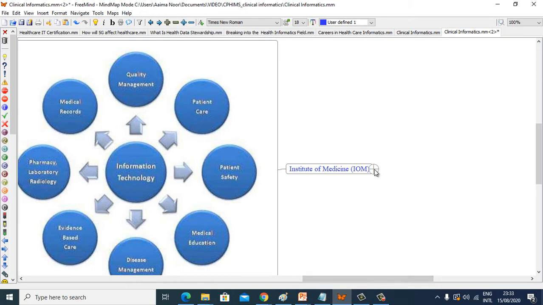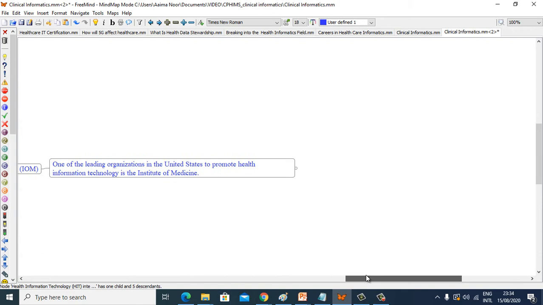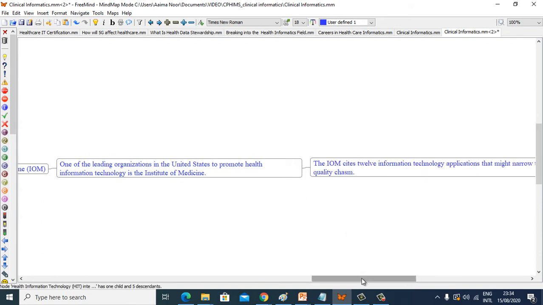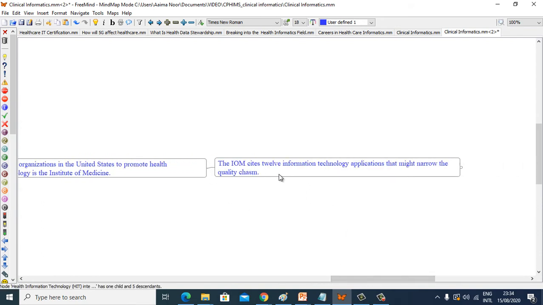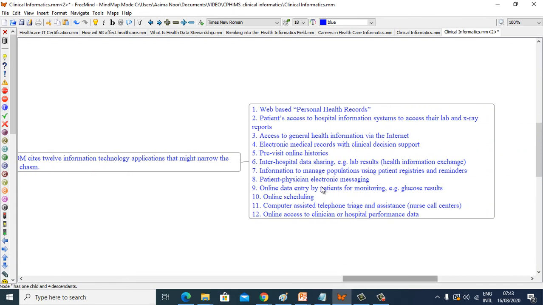IOM, Institute of Medicine. One of the leading organizations in the United States to promote health information technology is the Institute of Medicine. IOM cites 12 information technology applications that might narrow the quality chasm. Number 1, web-based personal health records. Number 2, patient access to hospital information systems to access their lab and X-ray reports. Number 3, access to general health information via the internet. Number 4, electronic medical records with clinical decision support.